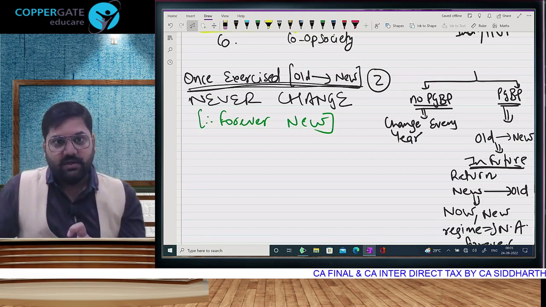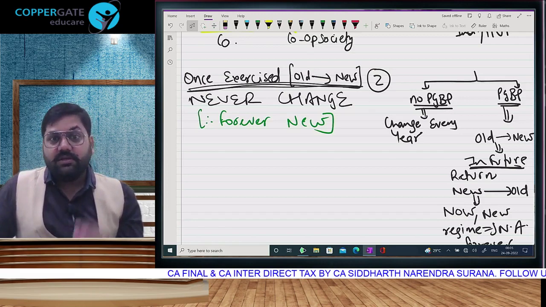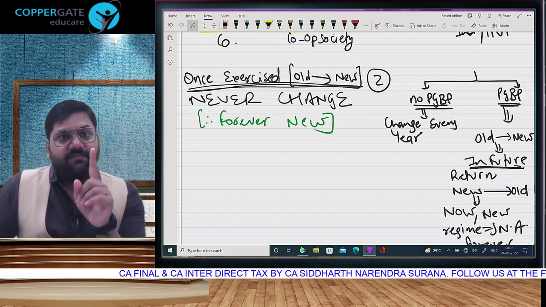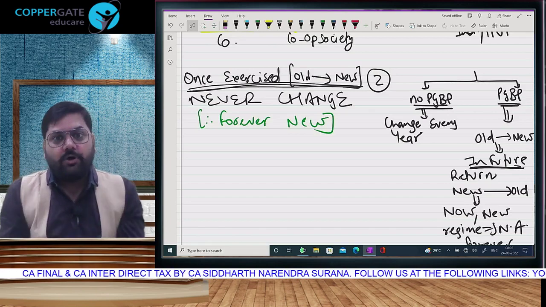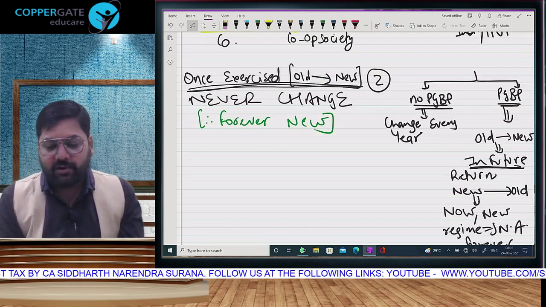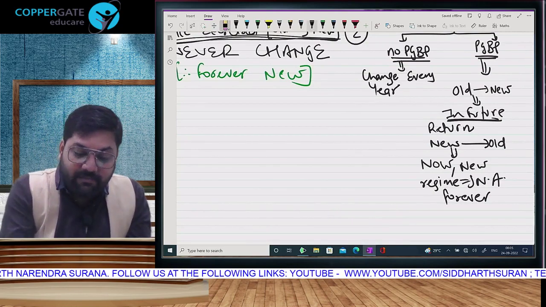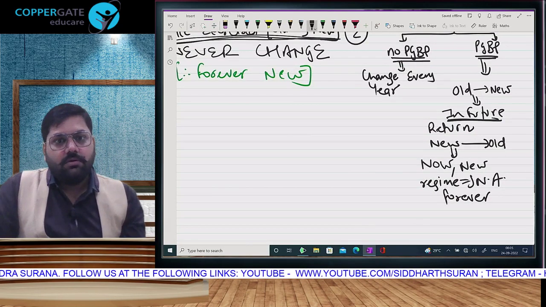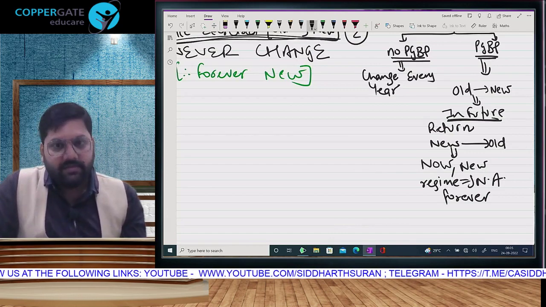What was the first difference? In 115BAC we are allowing resident, non-resident, all, but in the other 3 it is domestic company or resident cooperative society. Second difference, in the other 3, once new is taken you can never come back to old. Correct? In individual HUF without PGBP, very easy rule: every year change. And with PGBP, complicated rule. But have we understood? Can we go from old to new? Yes. Can we come back from new to old? Yes. But now can we go back to new? No. That is clear.